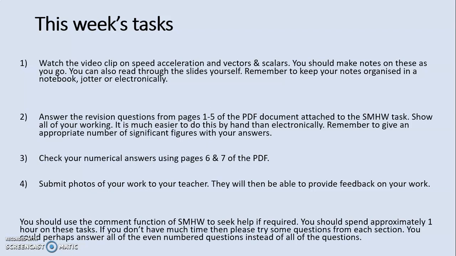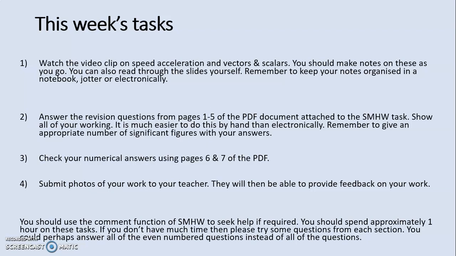And then number 4 is really important. Can you please submit photos of your work or electronic versions of your work to your teacher? They will then be able to provide feedback on your work. This is really important so that we can see how you're progressing, maybe give you some help with certain areas, and it also allows us to tailor the next week's work based on what we've seen from the previous week. If you need help, just use the comment function of Show My Homework. You should be spending about an hour on this.